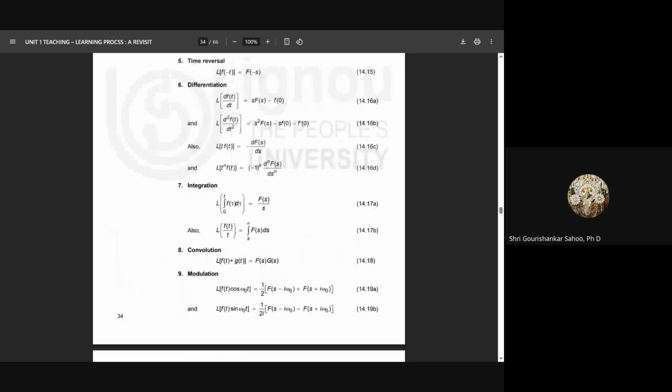Integration: L{f dot g}, when f and g both are functions of t, is equal to capital F(s) capital G(s). Modulation: L{f(t) cos omega0 t} is equal to half of F(s minus i omega0) plus F(s plus i omega0), and L{f(t) sin omega0 t} is equal to 1 by 2i of F(s minus i omega0) minus F(s plus i omega0).